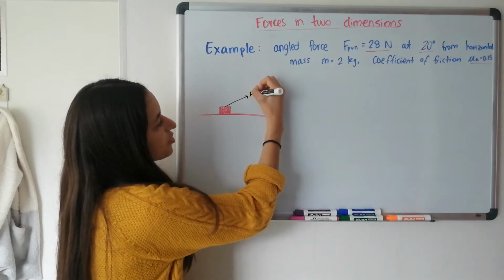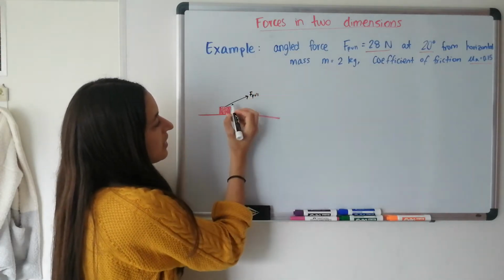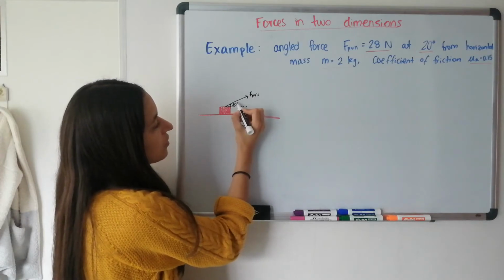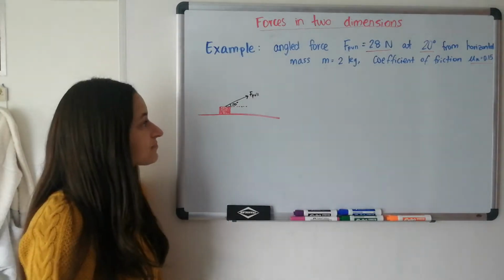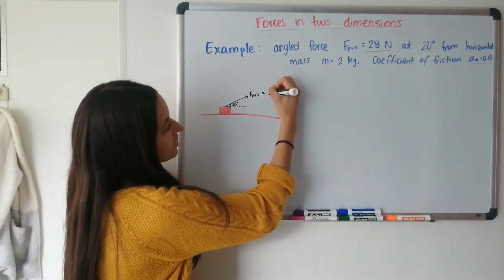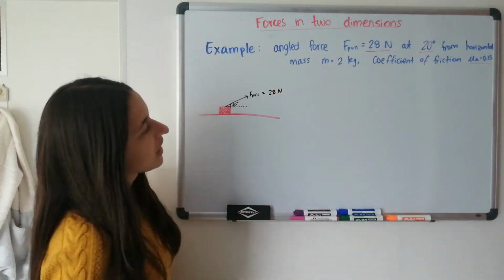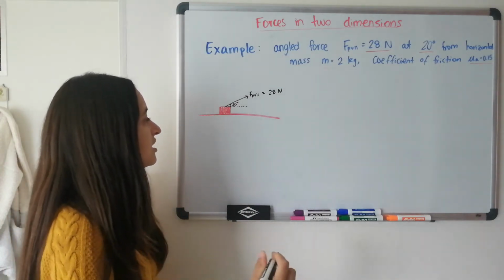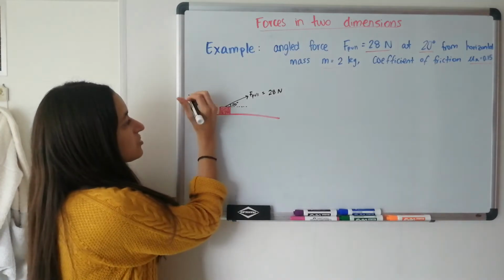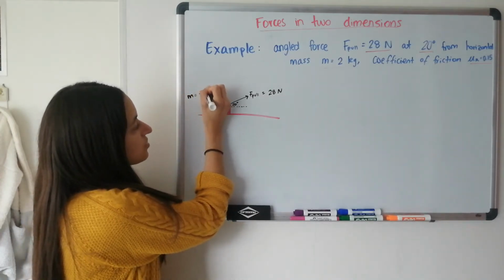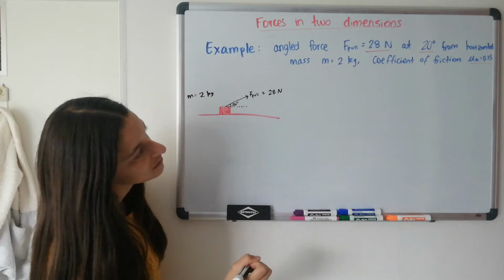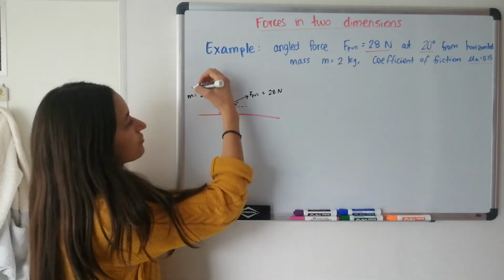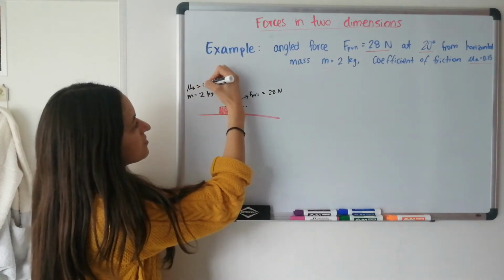And this is our F pull. And we draw the 20-degree angle just so that we know what we're talking about. So our pulling force is 28 newtons at 20 degrees from horizontal. The mass, we can add it here, just to remember that the mass is 2 kilograms. And the next thing that we know is that the coefficient of friction, mu, is 0.15.